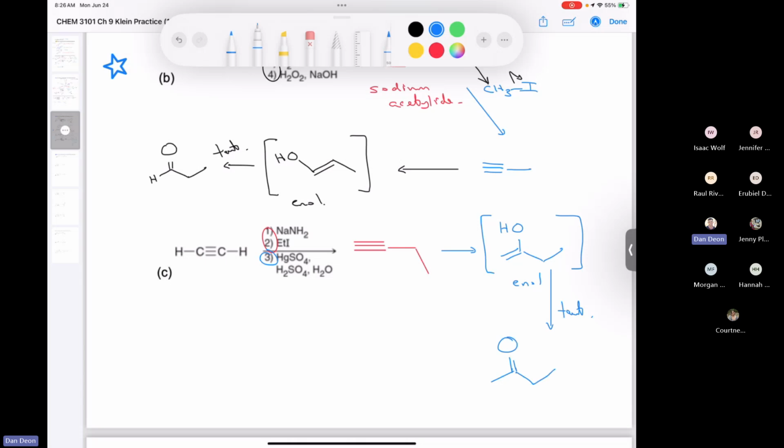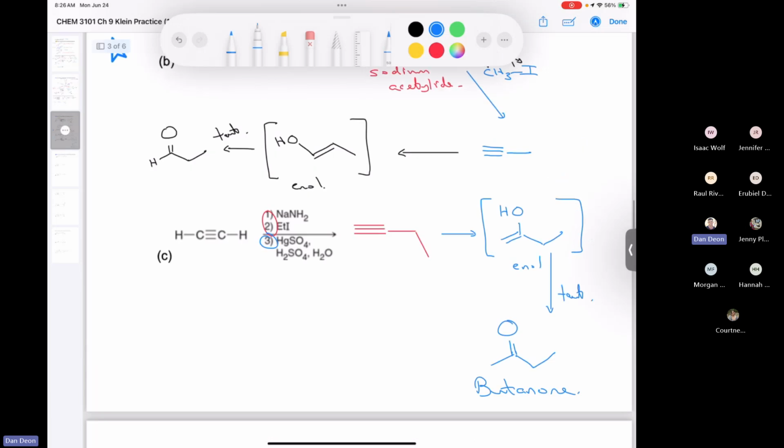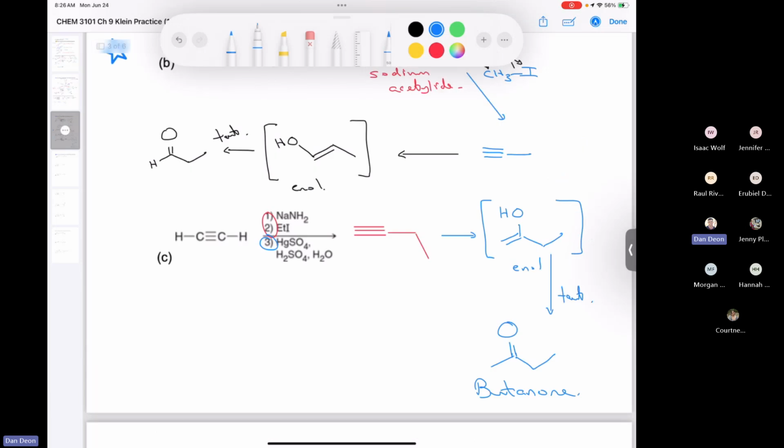And you'll learn how to name ketones in organic chemistry too, but this would be called butanone. Butanone. So you can see the ketones end in -one. All right, there we go.